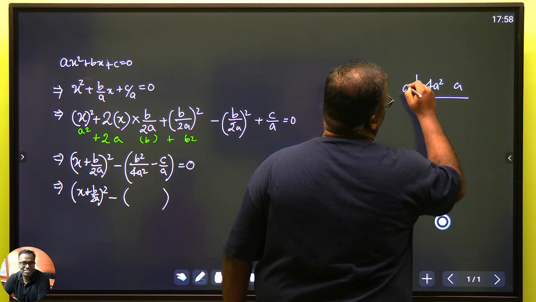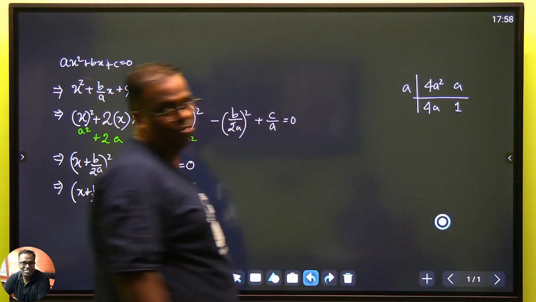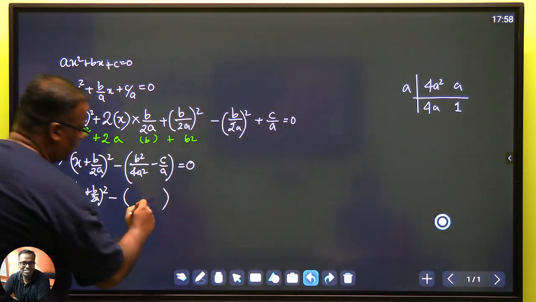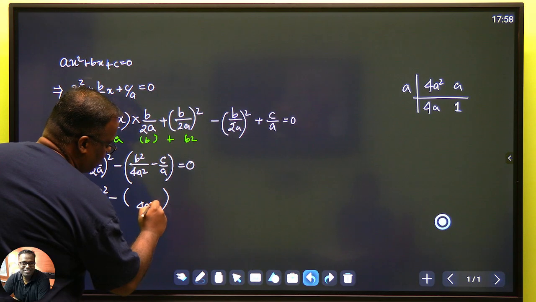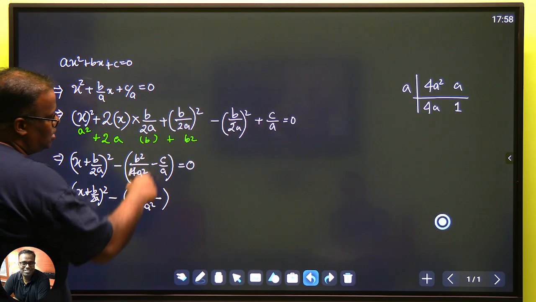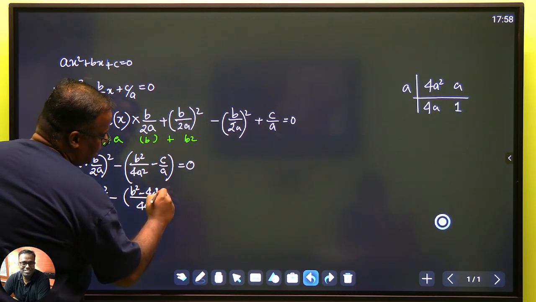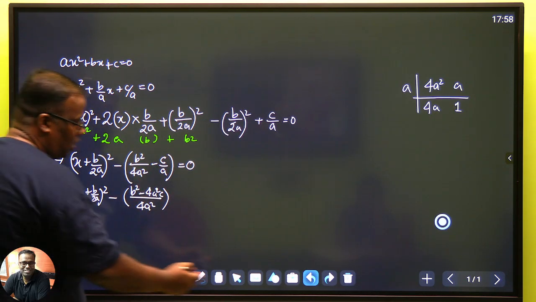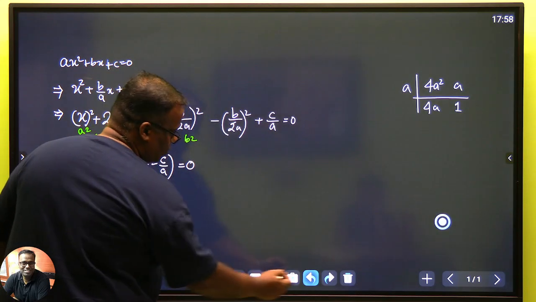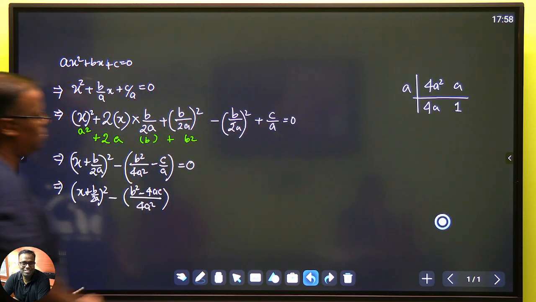Let's do it. 4a and this is 1. So the LCM is 4a square. So I retain this as b square, and 4a square means this will become 4a square c. But it won't be a square because we already have a. So it will be 4ac. Did you understand this much or not?